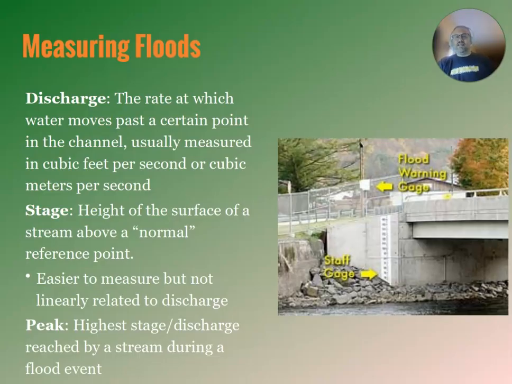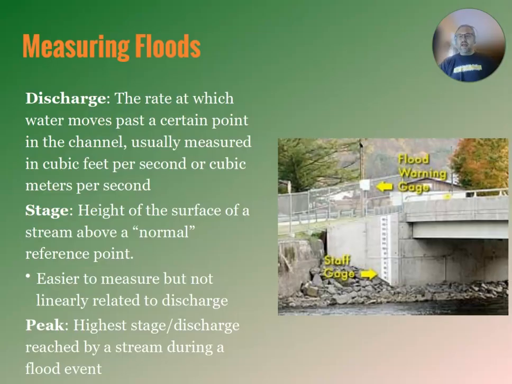So the discharge is the rate at which water moves past a certain point in the channel. These are all measurements of the flood at a certain spot, because the same flood event might have different effects and different sizes at different parts of the same river. But at a given point, if you measure the rate at which water is moving past that point, usually in something like cubic feet per second, or cubic meters per second in metric, then you're measuring the discharge. The discharge is essentially the flow, right?